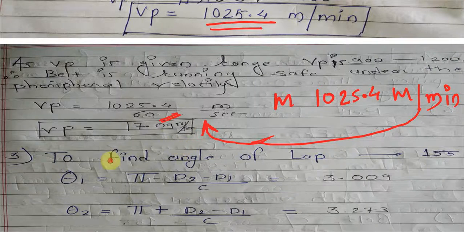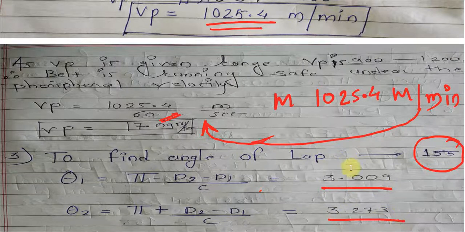Now point number 3: find the angle of lap. This formula is given in the BD data book, page number 155. Theta 1 equals pi minus (d2 minus d1) divided by the center distance, and you just put in the values for theta 1 and theta 2. Just put in the values and get the answer: 3.009 and 3.273.